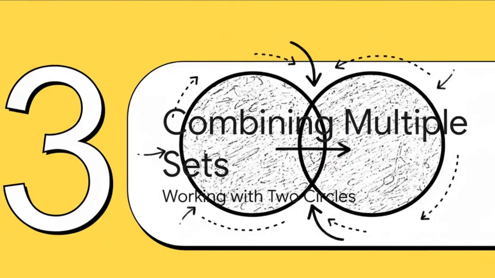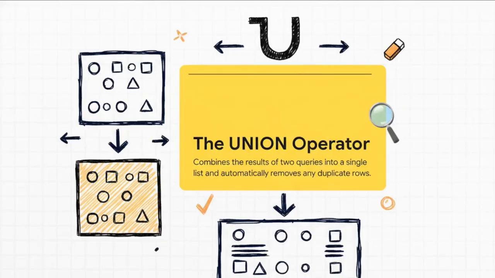All right, so filtering inside one set, we've got that down. Now let's level up. We're going to look at something even more powerful. What happens when you combine the results of two totally separate queries? We're officially moving beyond one circle and starting to play with two or more. So let's talk about union.